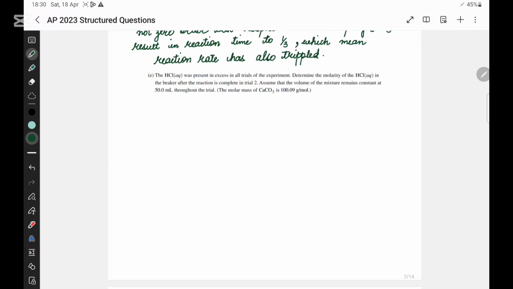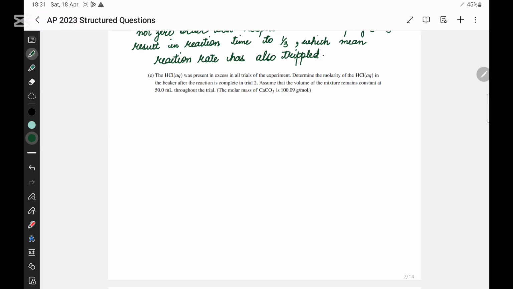So in this question, they are saying the HCl was present in excess in all trials of the experiment. Determine the molarity of HCl in the beaker after the reaction is complete in trial 2. Assume that the volume of the mixture remains constant at 50 milliliters throughout the trial. Molar mass of calcium carbonate is 100.09.